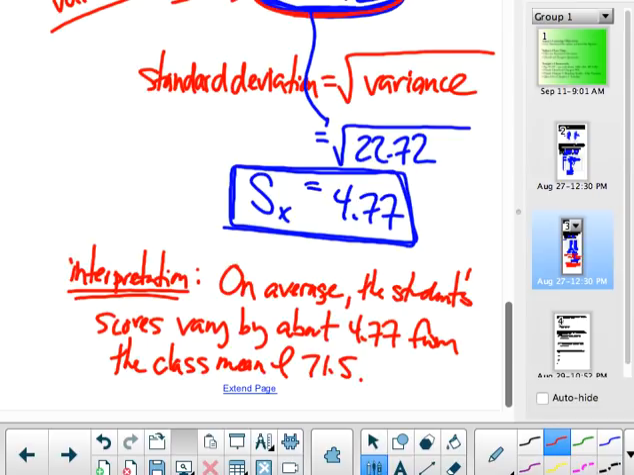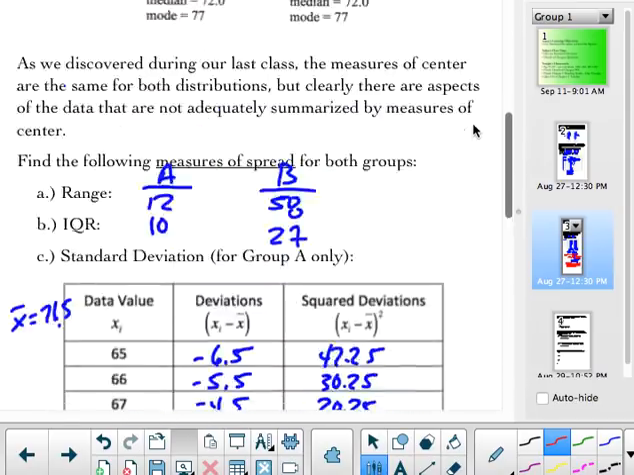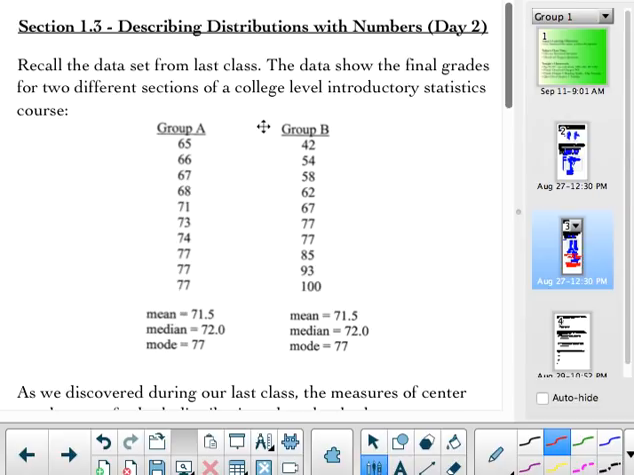This gives us some sense of an average deviation, or an average distance of the points to the mean of the set. In this case, about 4.77 away from the class mean of 71.5. That fits the original numbers we started with. There's not a lot of variability there: our lowest number is 65 and the highest is 77, a range of only 12. Again, it's not perfectly that way, but it's roughly the average distance of all the points to the mean.